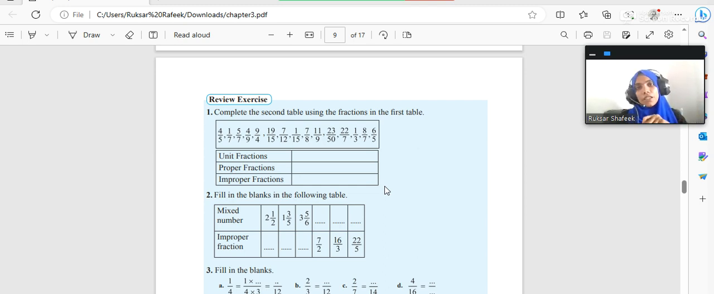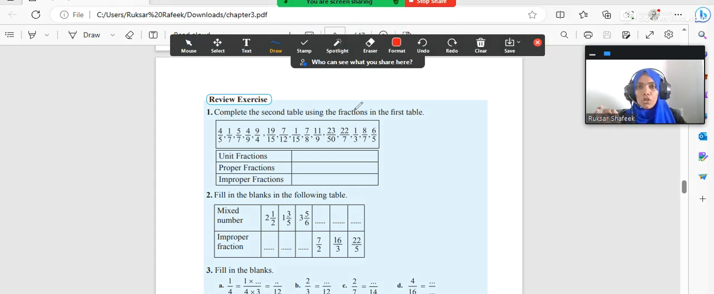But for the first part, we have to understand what the types of fractions are. We have unit fractions, proper fractions, and improper fractions. The first thing you have to know is that the number at the top is called the numerator and the number at the bottom is called the denominator. A unit fraction is when you are taking 1. So 1 over 7 is a unit fraction because we're taking 1 out of 7. A proper fraction is when the number at the top is smaller than the denominator, for example 7 over 8.